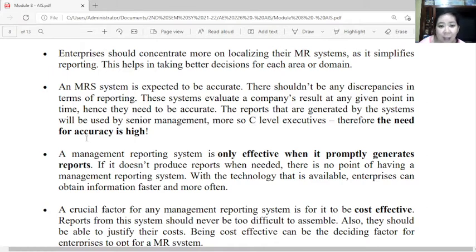Therefore, they should be accurate. The reports generated by the systems will be used by users such as senior management, more so the C-level, meaning the controller and the top management executives. Here the need for accuracy is very high, because it will make or break the success of decision making by the top management. So it should be accurate.